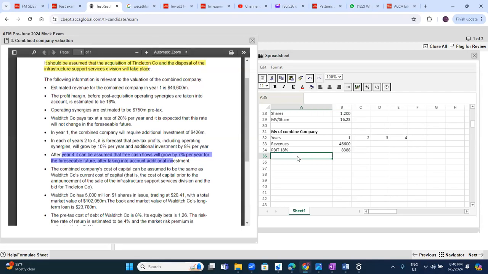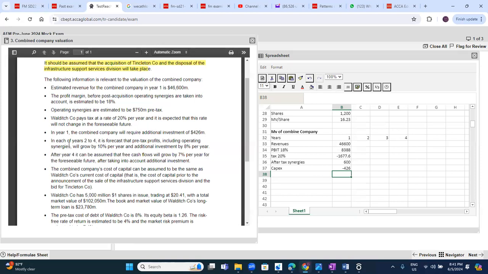What we have to do? Tax is 20%. Into 20%. Then after tax synergies. Synergies are 750. Take its after tax value. Whenever you use the synergy in yearly cash flow, always calculate its after tax value. Positive. Okay. In year 1, combined company will require additional investment, 426. So capex is given, minus 426.